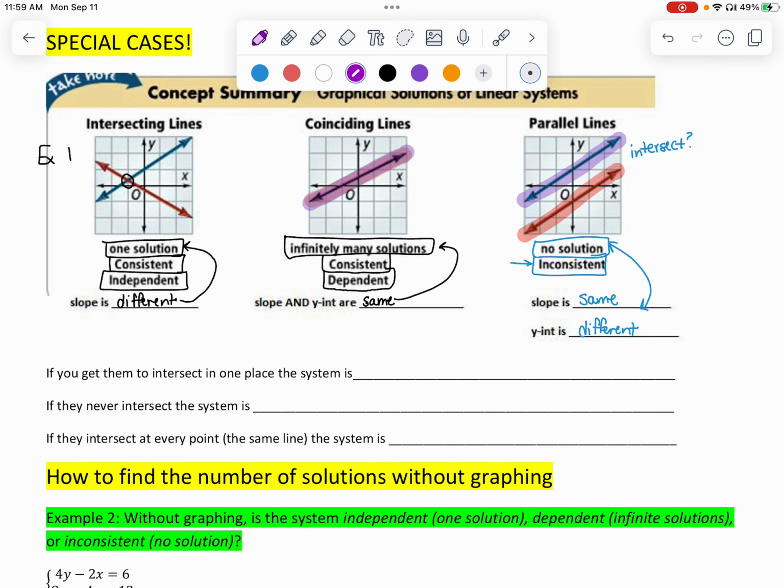To recap, because I thought this was important to say, if you get them to intersect, it is what we call independent. If they never intersect, we say it is inconsistent. I love vocabulary. If they intersect at every single point, like they're the same line, then the system is what we call dependent. Those are the key words.